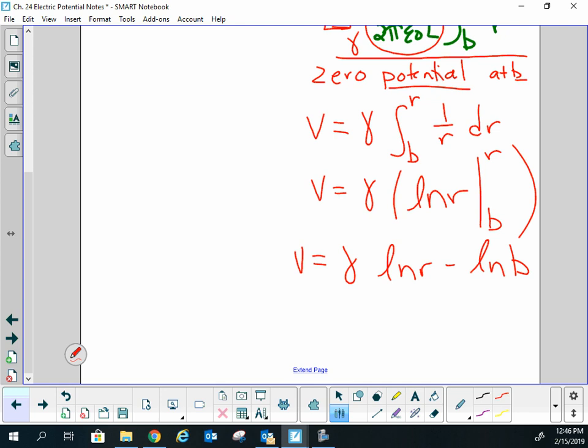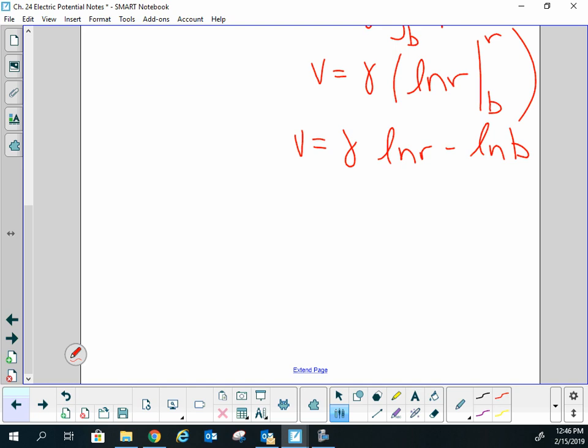Okay? Hopefully you're with me to there. Now, you should realize that there's a natural log property that says that subtraction is also the same thing as this. The natural log of R minus the natural log of B is equal to the natural log of R over B. That's just a log property. If you need to look that up, go ahead and look that up.